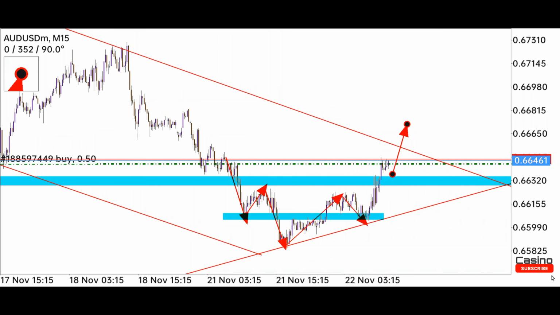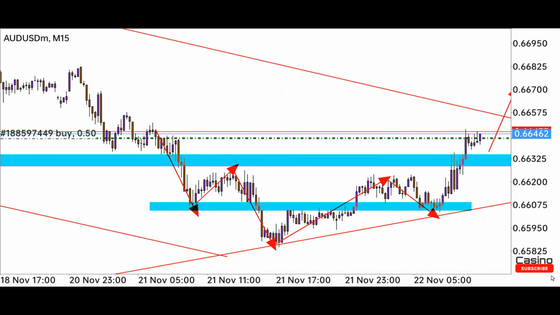Here the market will break this trend line and go up because the market has taken support from both the trend lines below, so a downtrend channel breakout and uptrend channel retracement will be seen.